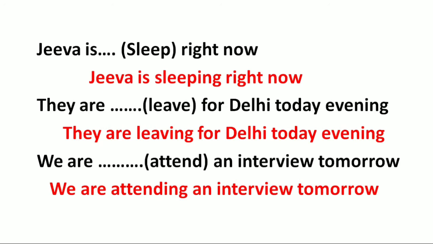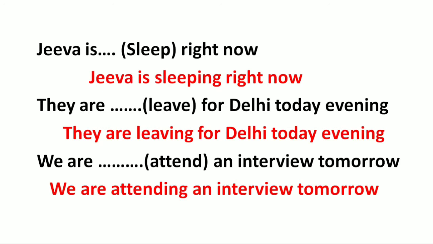They are dash leave for Delhi today evening. How will it be here? They are leaving for Delhi today evening, because they here is used as a plural subject, so the auxiliary must be are, and the ing form of the verb, that is leaving, is used in this sentence. We are dash attend an interview tomorrow.